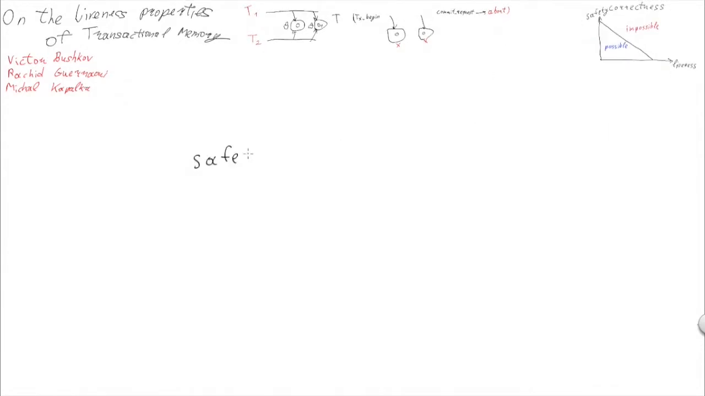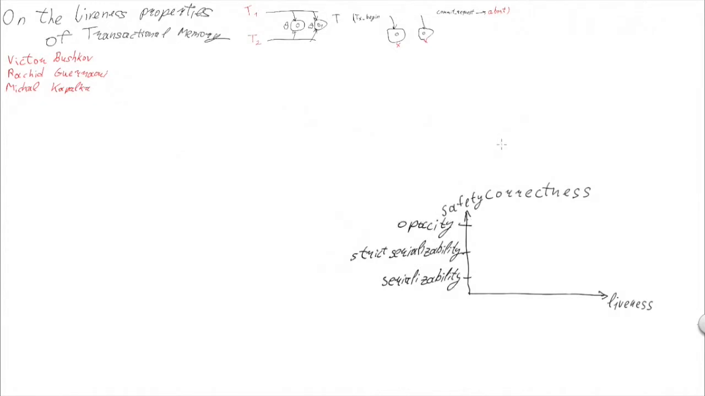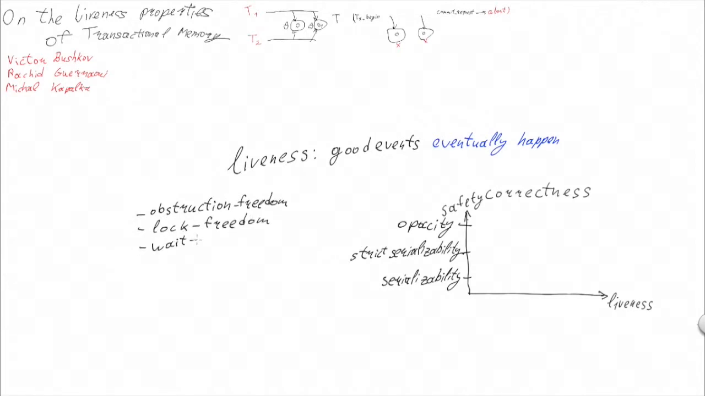Roughly speaking, a safety property states that some bad events never happen. Examples of such properties in transactional memory context are serializability, strict serializability, and opacity. On the other hand, a liveness property requires that some good events eventually happen. The examples of common liveness properties for shared objects are abstraction freedom, lock freedom, and wait freedom. Roughly speaking, these properties state that certain threads should make progress, where a thread makes progress if its operation eventually terminates. However, in transactional memory context, requiring such liveness properties alone will not be enough to ensure any meaningful progress.